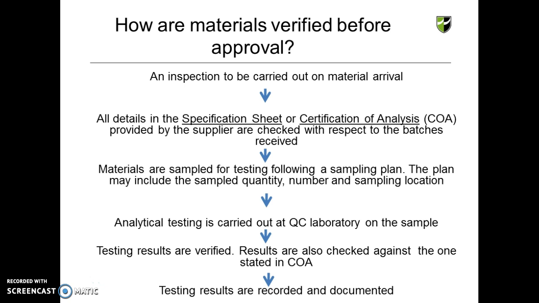All details in the specification sheet or certificate of analysis, COA, provided by the supplier are checked with respect to the batches received. Materials are sampled for testing following a sampling plan. The plan may include the sampled quantity, number, and sampling location.